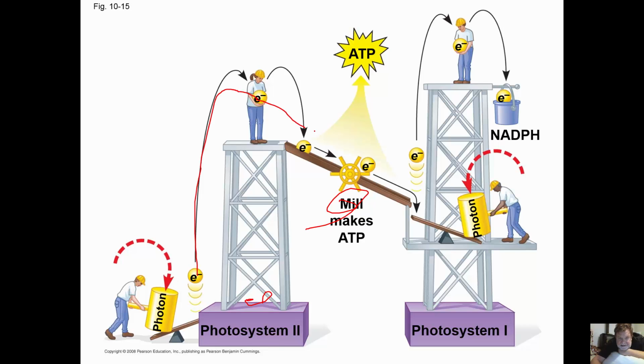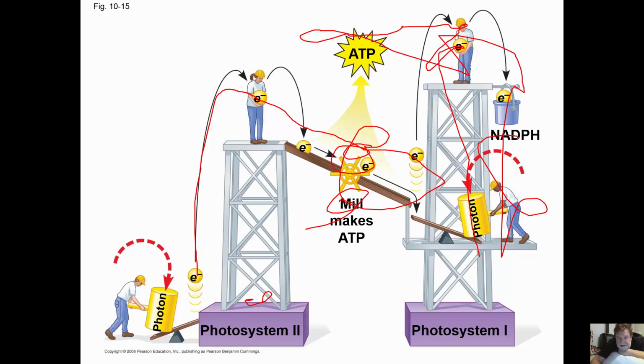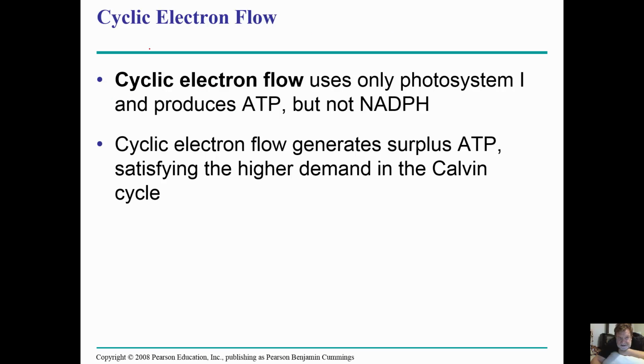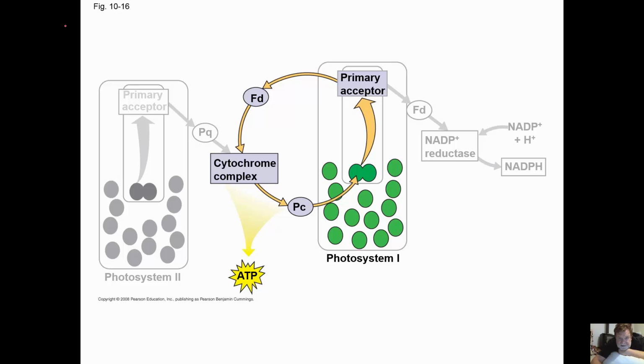The energy change of an electron during linear flow through the light reactions can be shown as mechanical energy. And so in photosystem 2, you're increasing the energy of the electron. As this energy goes down, we're using it to make ATP. And then in photosystem 1, that energy is lifted a little bit higher, even greater than it was before, and we're using that to make NADPH. Cyclic electron flow uses only photosystem 1 and produces ATP, but not NADPH. Cyclic electron flow generates surplus ATP to satisfy the higher demand of the Calvin cycle.